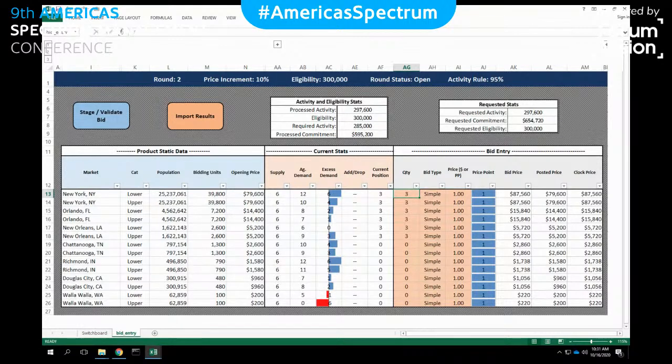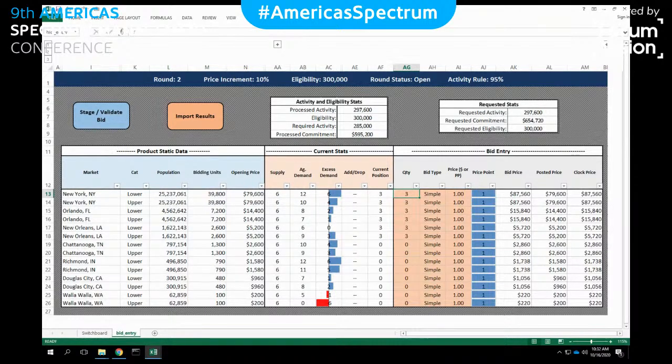The second piece of information that we find out is the clock price. So now we can see the price window. The posted price is the opening price of round 2, and the clock price is the maximum price for which we can express a value during this round. So for example, in New York, it's $87,560. Okay. These are the two big pieces of information that the auctioneer tells us.